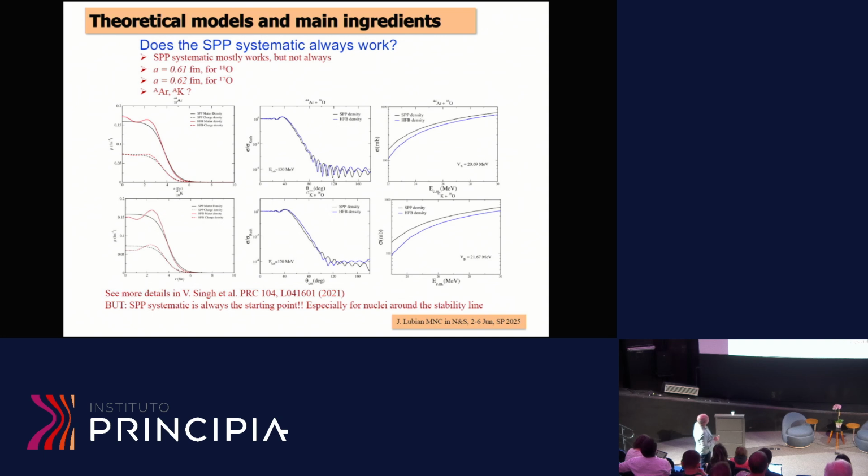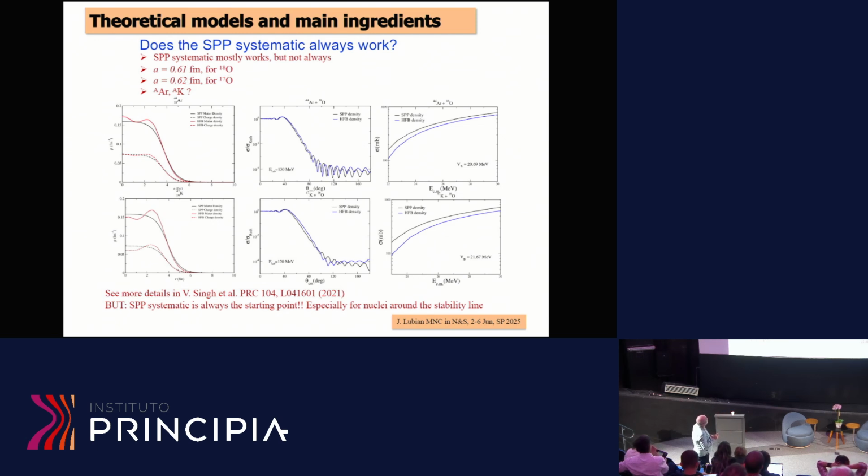So one thing we can ask is, does the São Paulo potential systematics always work? For nuclei near the stability line, it mostly works. But even for this kind of nuclei, like oxygen 18 that we are using here and oxygen 17, if you remember in the previous transparency, the systematic value for the matter density diffuseness was 0.66. And for these nuclei it has been proved through different calculations that there is a better result than the one proposed in the systematic. So the systematic is always a good starting point, but we have to be careful with that.